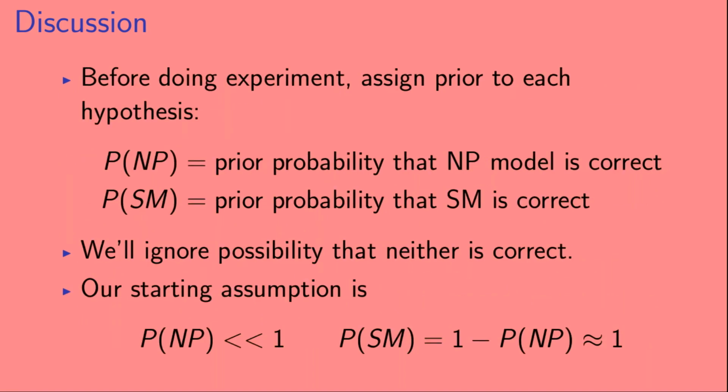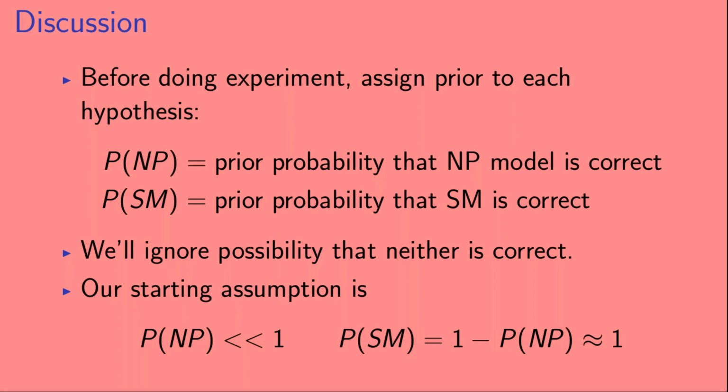Basically, before doing the experiment, we assign a prior to each of these hypotheses. So we're going to write P of NP as the prior probability that the new physics model is correct, and we're going to call P of SM the prior probability that the standard model is correct. And here we'll ignore the possibility that neither of them is correct, despite the fact that that's probably the most reasonable hypothesis.